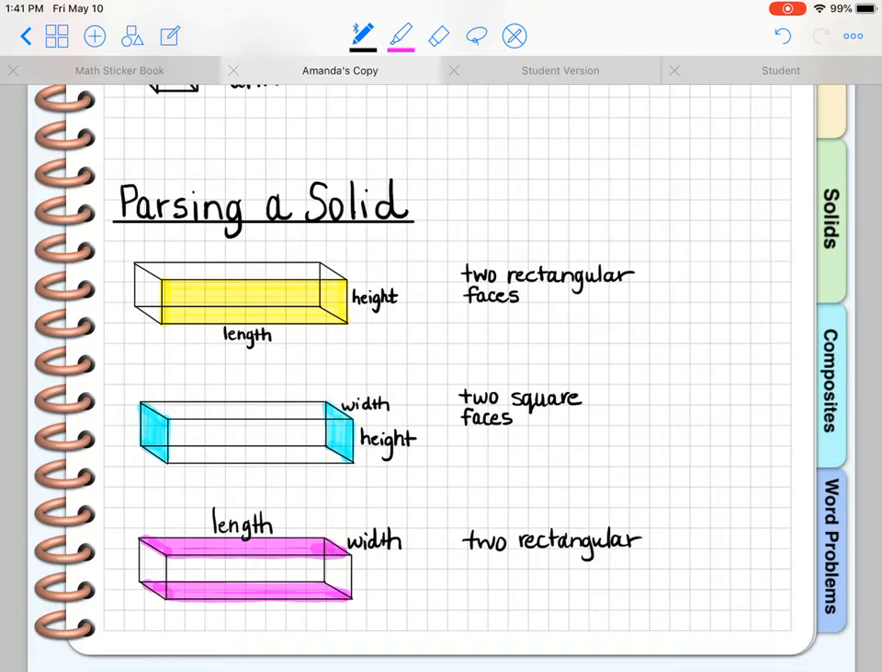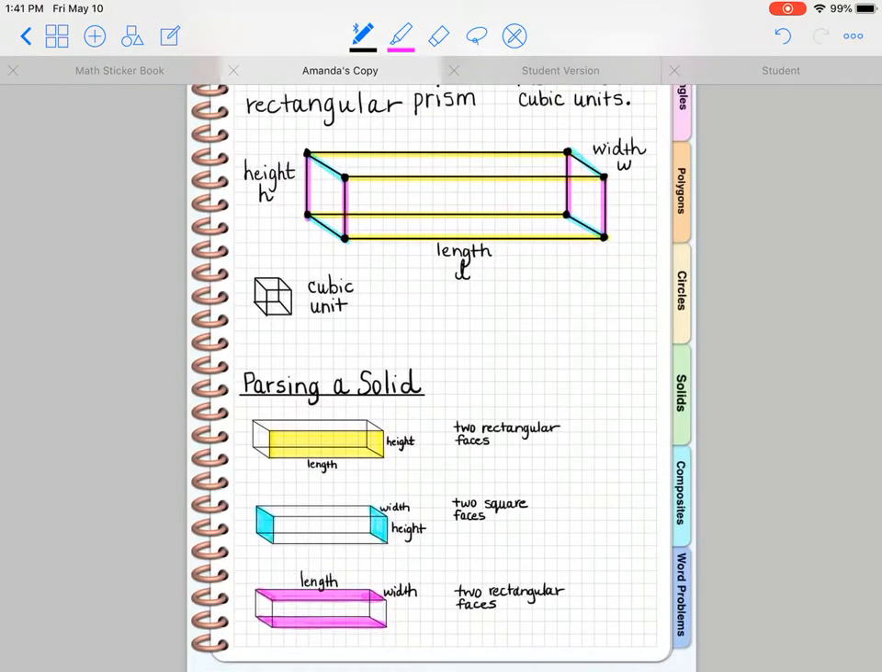So my question for you after doing all this is, how many faces does this box have, this rectangular prism? It has 6. A rectangular prism has a total of 6 faces, and that will always be true. So if you're doing a surface area, you're going to need to account for the 6 faces of your solid. And now that you know how to parse, we will be using that skill quite a bit in this chapter.